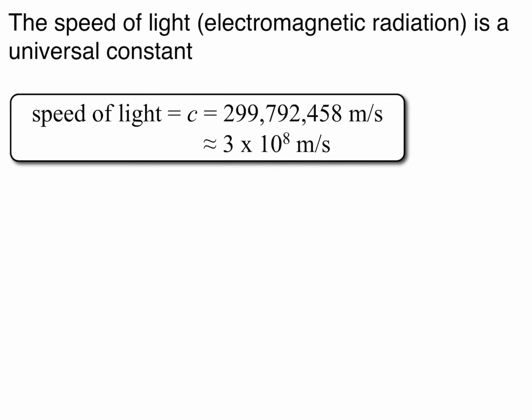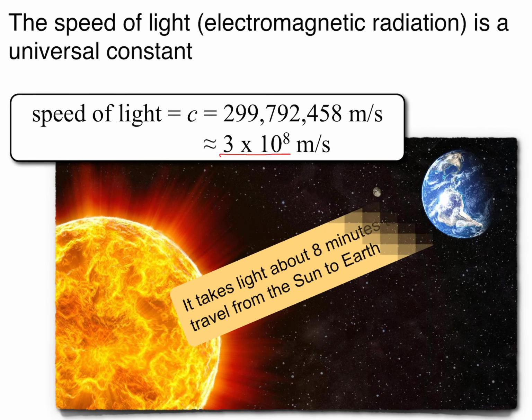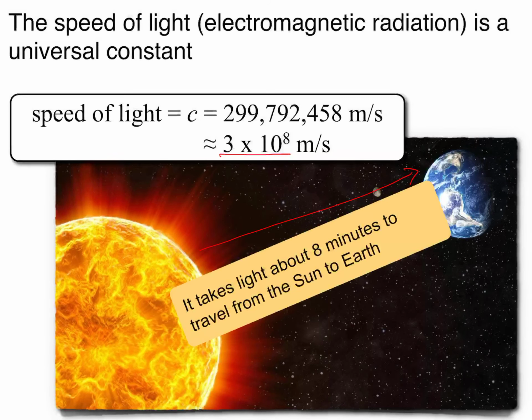I mentioned that the speed of light, basically of electromagnetic radiation, is constant, which is 3 times 10 to the power 8 meters per second, universally constant. If we know the distance between the sun and the earth, it takes about 8 minutes for the electromagnetic radiation, or light, to travel from the sun to the earth.